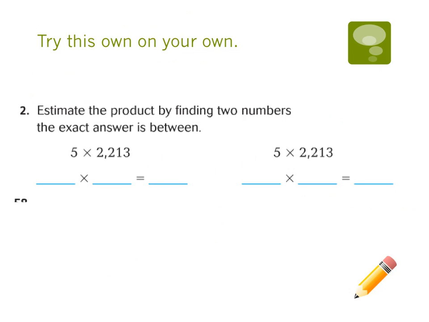Try this problem on your own, finding the estimate between the exact answer for 5 times 2,213. Remember, you're going to take 2,213 and look for the number that's below it and above it, and then multiply both. Pause the video now, and then replay to check your work.